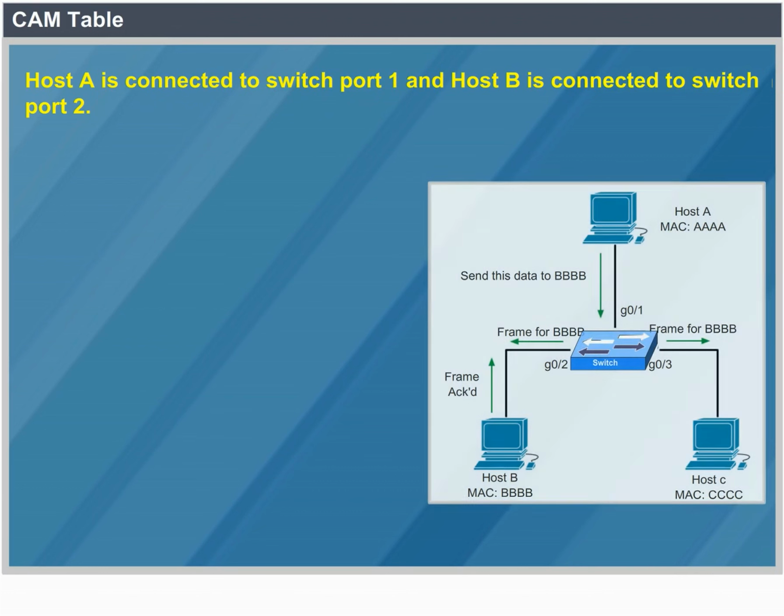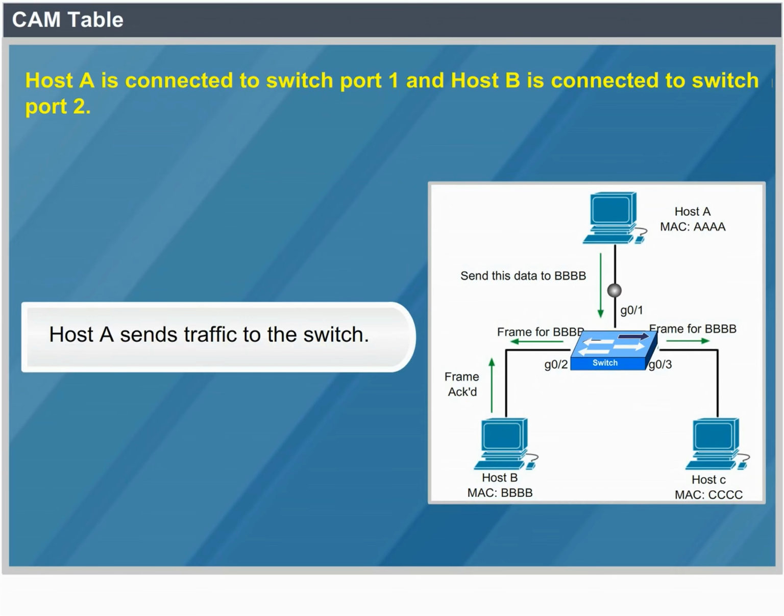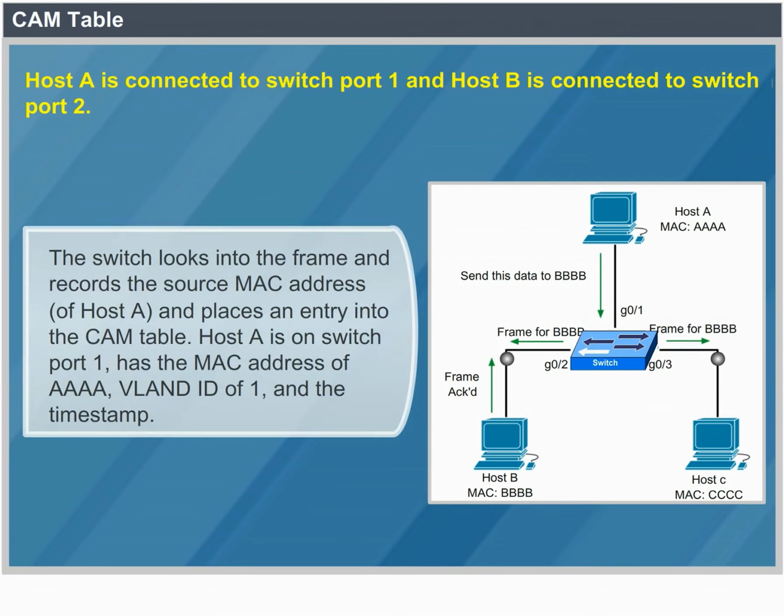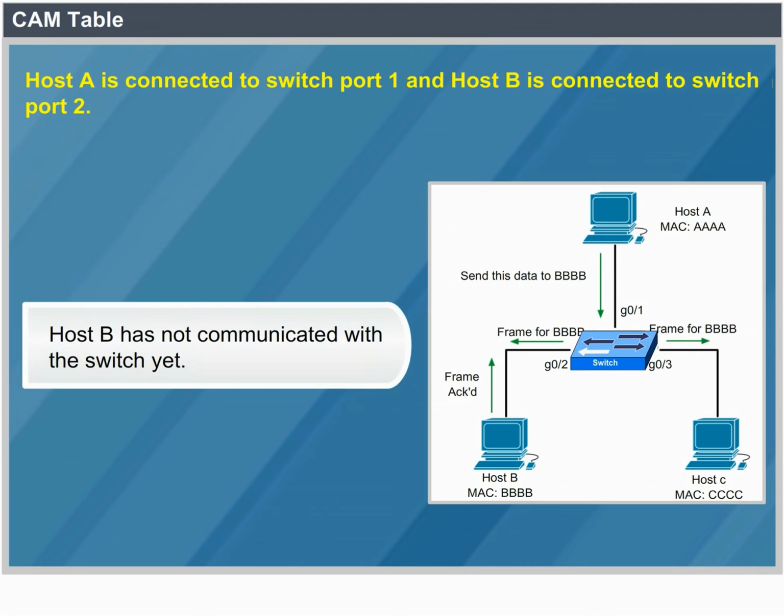Host A is connected to switch port 1 and host B is connected to switch port 2. Host A sends traffic to the switch. The switch looks into the frame and records the source MAC address of host A and places an entry into the CAM table. Host A is on switch port 1, has the MAC address AAAA, VLAN ID of 1 and a timestamp. Host B has not communicated with the switch yet.